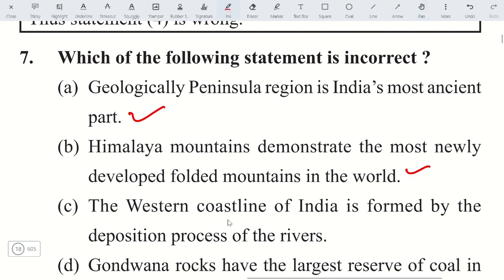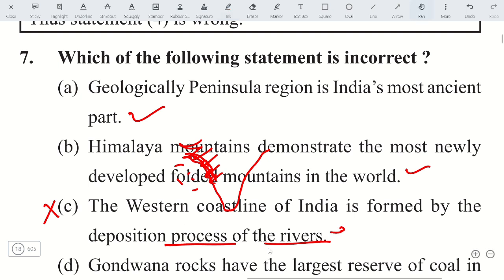The western coastline of India is formed by the deposition process of the river. This is a wrong statement. Actually, if you see the sea, here is India again. The rivers moving towards the western side and falling in the Arabian Sea do not form a delta, and hence do not deposit any soil here. So this is not formed due to the deposition by rivers. This is a wrong statement.